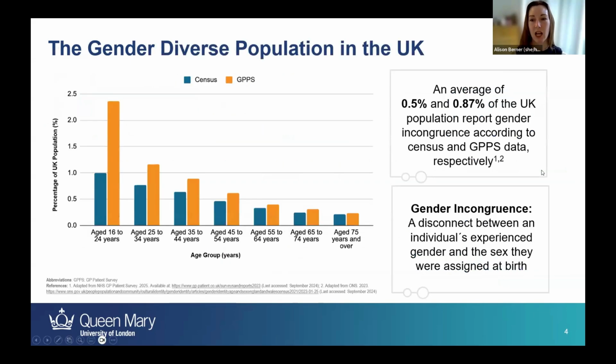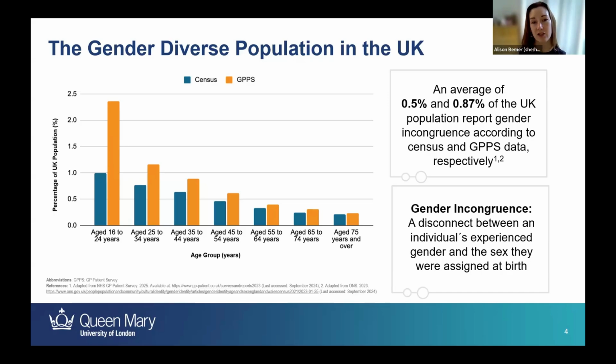And why is this so important? Well, this is a graph of gender diverse individuals in the UK in terms of population percentage, and we've already heard from Morgan why perhaps the census isn't the best data for this. And so what I've also included is the GP patient survey, which phrased its question slightly differently and actually gives a slightly higher percentage of people identifying with what we call gender incongruence, meaning there is a disconnection between their experienced gender and the sex that they were assigned at birth.